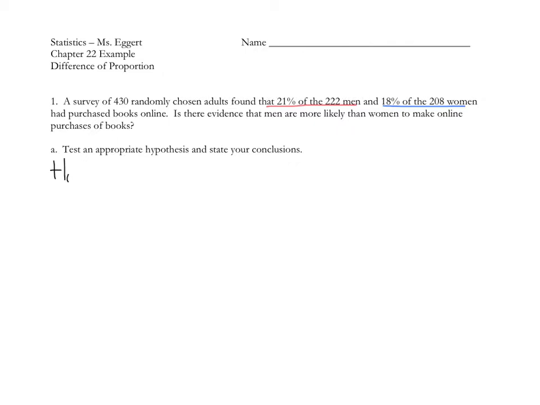So we have our null hypothesis, and we are going to say that the proportion of men equals the proportion of women. That's what we're going to try to find evidence to test against. If that's not the case, we have our alternative. Here it says that men are more likely, so we have the proportion of men being greater than the proportion of women.